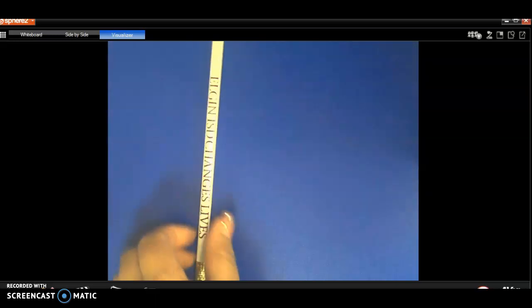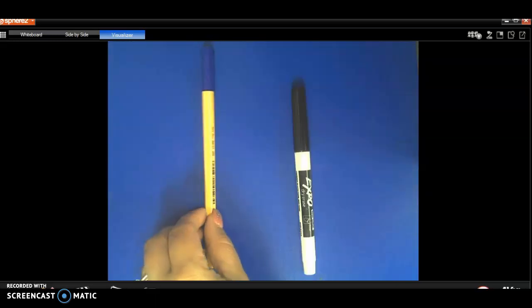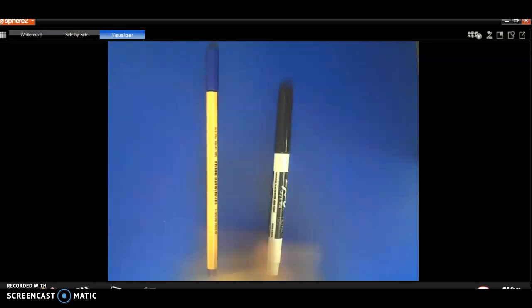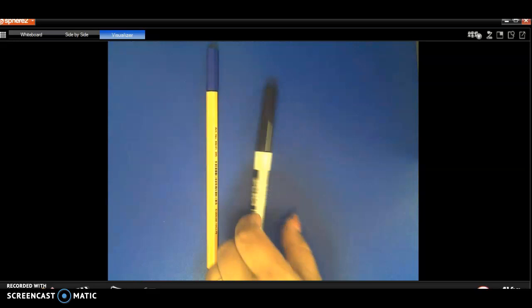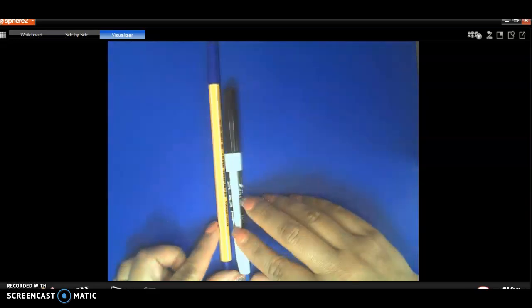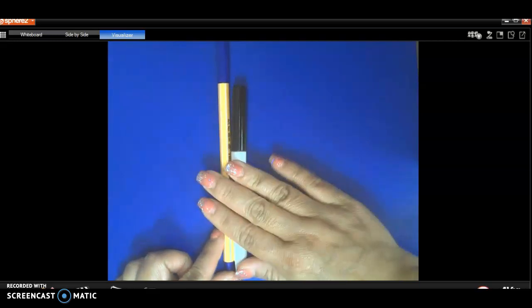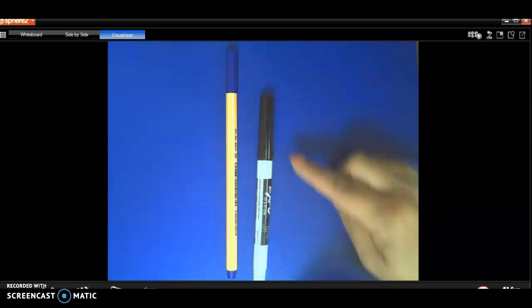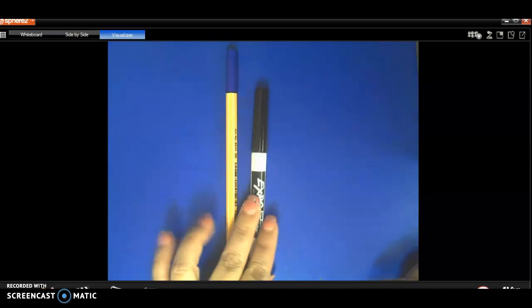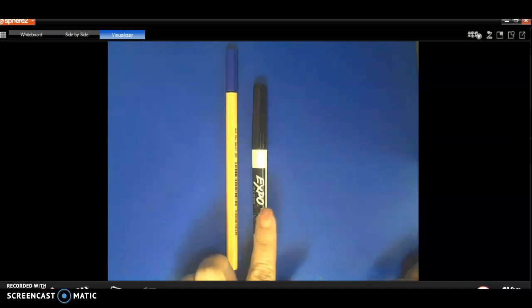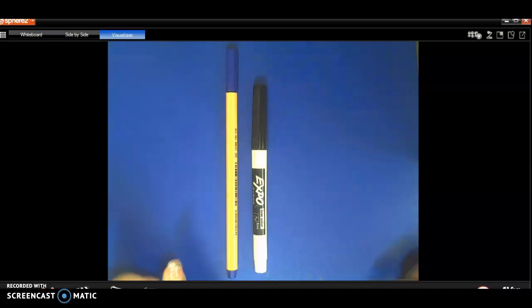So here we have a pen or a marker and another marker. I couldn't use the other pen, it was too long and you couldn't see it. But here's one marker or pen, and here's a marker, and we're going to put them together. And since they're standing up, we're looking at the height of it, okay? And from here, we can tell that this one is taller and this one is shorter. Good job.